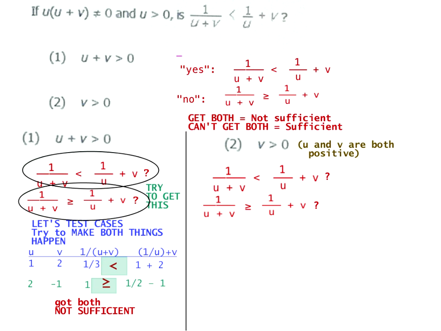Well, let's try. We're not going to be able to pull the same kind of trick that we pulled on statement 1, but let's still make the same kinds of columns. Pick a u, pick a v, find 1 over u plus v, and then also find 1 over u plus v. Okay, let's do it. We can still take this case. I mean, we can be lazy people. If we've done work that applies, then we might as well keep it.